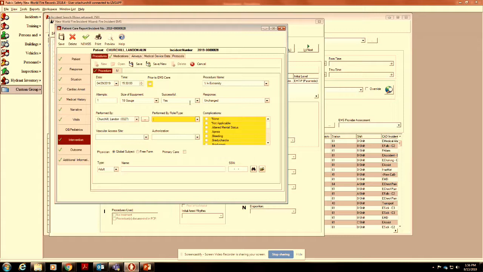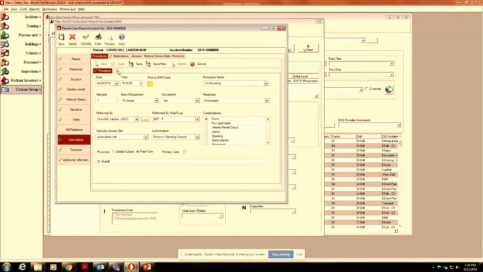You'll put the name of the person who did it, the type, any complications that you might see, bleeding, none, whatever. Vascular access site, that's fairly important. Left AC seems fine, and authorization. Those are typically protocol. You can do a physician order if you have some sort of a specialty. If you did something strange, like with the central line, and you talk to a physician about it, you could freeform the name in. That's fine to do.